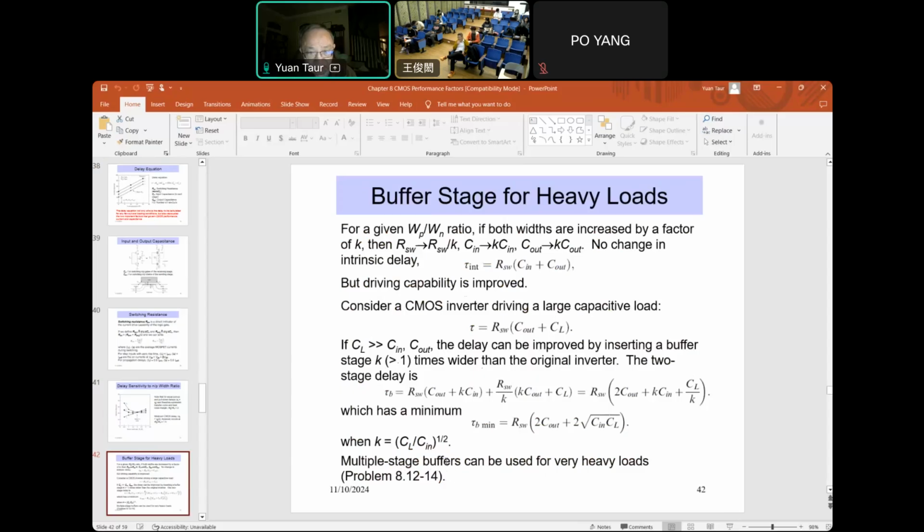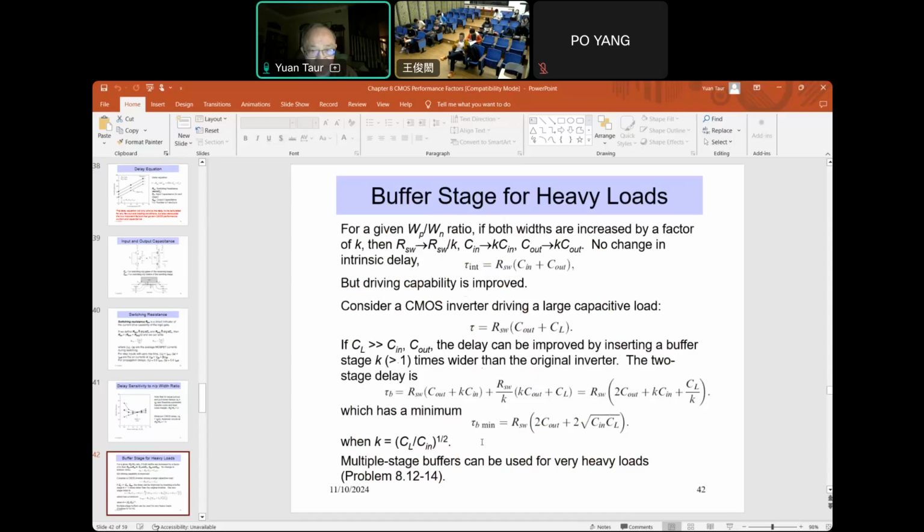So there are a few problems in chapter 8 that show that actually for very heavy load, you not only want a buffer, but you want a multiple stage buffer. In other words, it goes like, let's say a factor of 3. So you start with a small inverter. The next inverter is 3 times, and after that is 9 times, and then 27 times wider and all that.